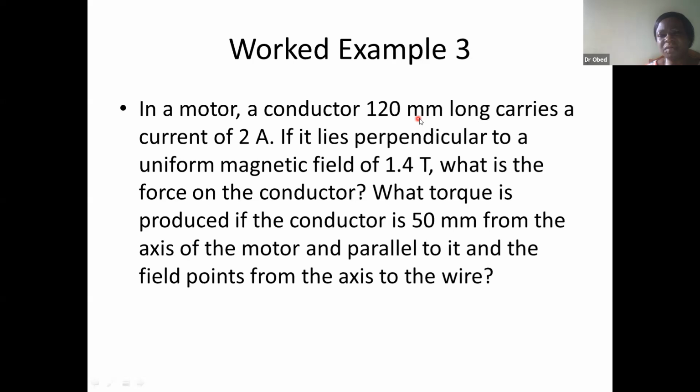In a motor, a conductor 120 millimeters long carries a current of 22 amperes. If it lies perpendicular to a uniform magnetic field of 1.4 Tesla, what is the force on the conductor? That's question 1. What torque is produced if the conductor is 50 millimeters from the axis of the motor and parallel to it, and the field points from the axis to the wire?